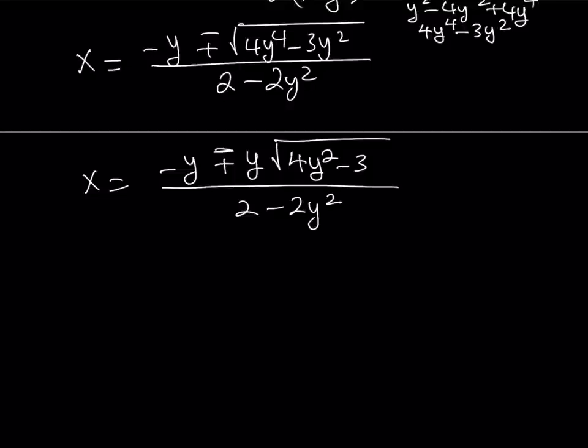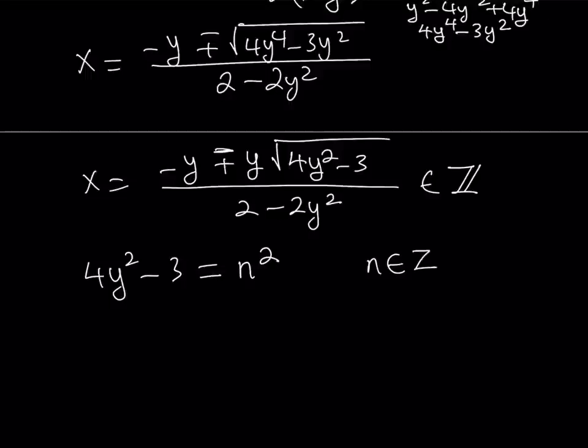And in order for this to be an integer, which means it's an element of the set of integers, which we denote by the special Z, that means x is an integer and y is an integer. The expression inside the radical needs to be an integer. Okay, so how can I write that as an integer? I can safely say that 4y squared minus 3 needs to equal something like n squared. Okay, and here n is an integer as well. That means it's an element of the set of integers.